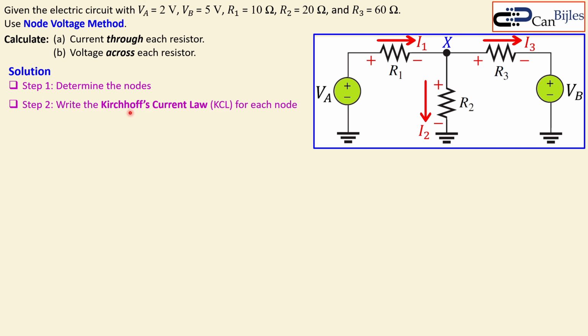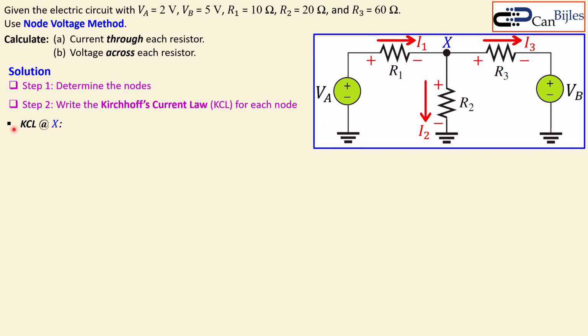Step 2 is write the Kirchhoff current law, KCL, for each node. Now again we have only one node. And remember we have used the loops in the mesh current analysis, and that is actually Kirchhoff's voltage law. So we have now the Kirchhoff current law and just one node. Let's then develop that Kirchhoff current law at this node X.